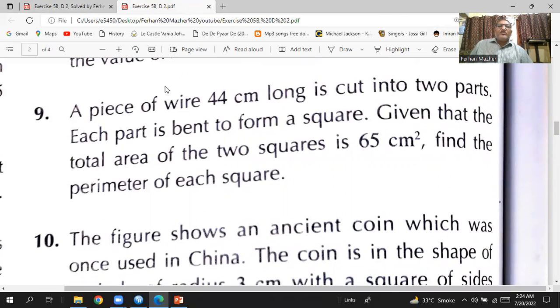The next question is question number 9. He says a piece of wire 44 centimeter long is cut into two parts. Each part is bent to form a square. Given that the total area of the two squares is 65 centimeters square, find the perimeter of each square.